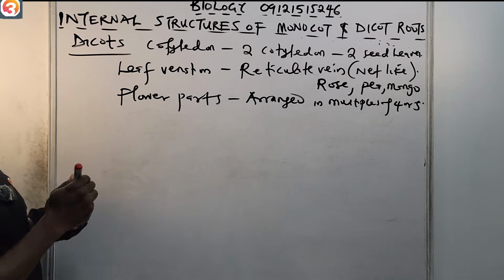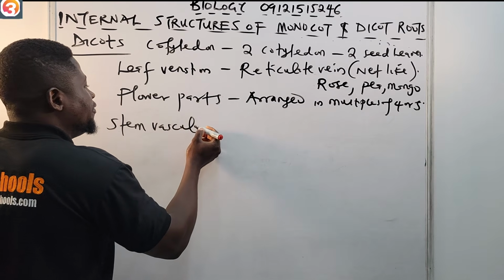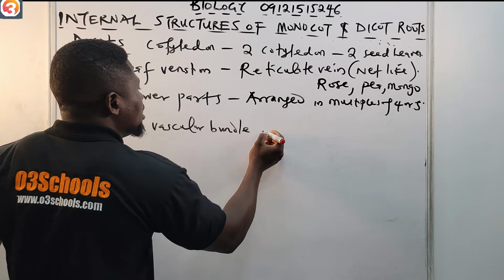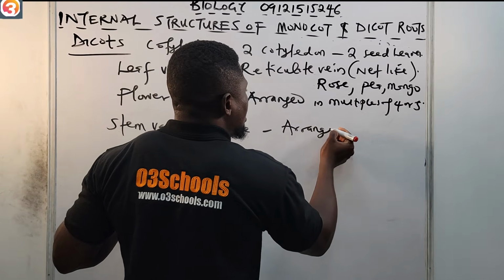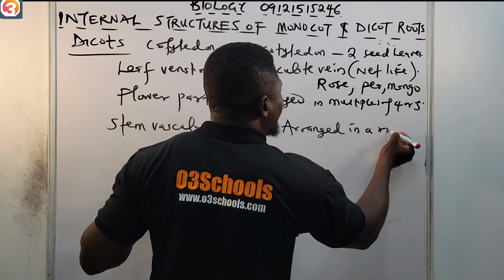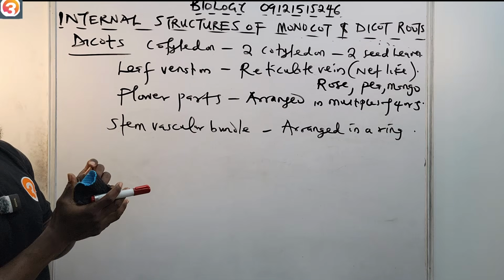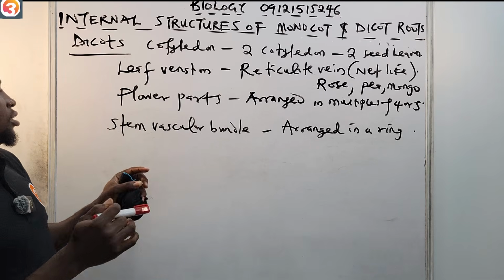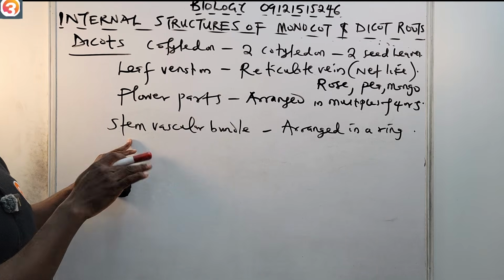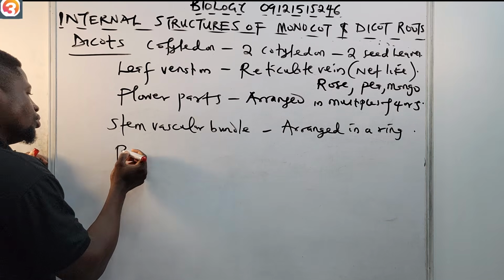Now also the stem vascular bundle. For dicot, this is arranged in a ring. It's not scattered like the monocot. So the stem vascular bundle is arranged in a ring. It's not scattered like we saw for the monocot.